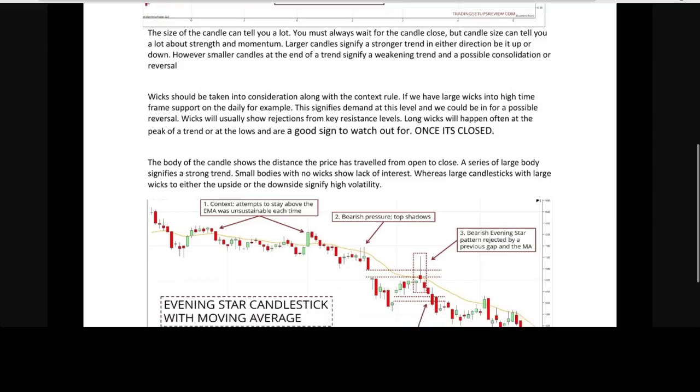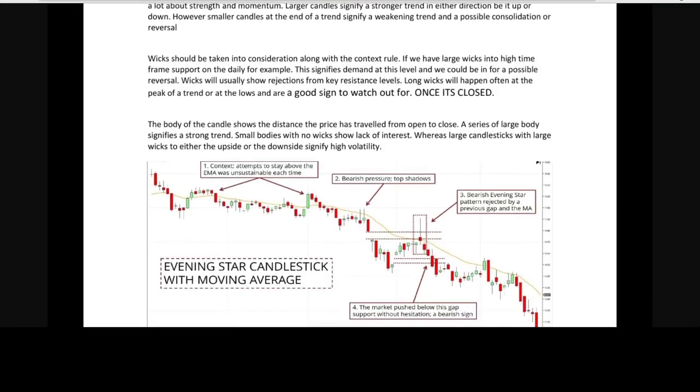Wicks should be taken into consideration along with the context rule. If we have large wicks into high time frame supports on the daily, for example, this signifies demand at this level and we could be in for a possible reversal. Wicks will usually show rejections from key consistent levels. Long wicks will happen often at the peak of a trend or at the lows and are a good sign to watch out for once it's closed.